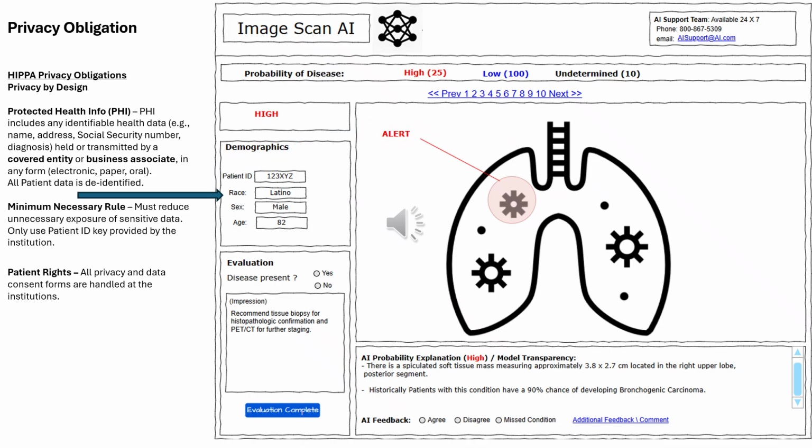We do have HIPAA privacy obligations, and our approach is privacy by design. All of our patient data is de-identified. We do follow the minimum necessary rule, and we must reduce unnecessary exposure of sensitive data, and we only use the patient ID key provided by the institution. Regarding patient rights, all our privacy and data consent forms are handled at the institution.